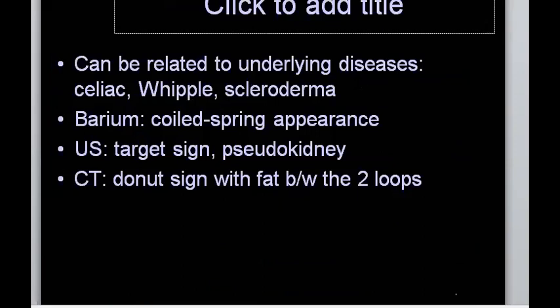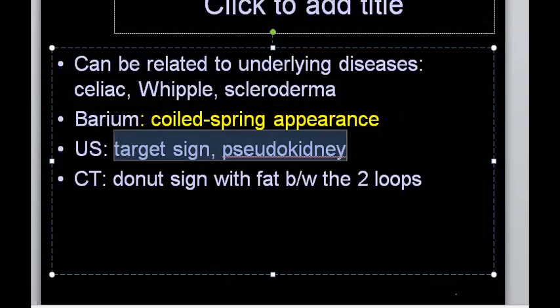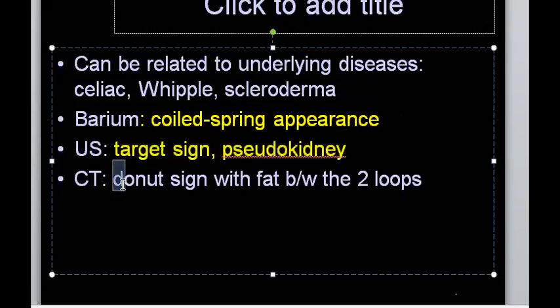It can also be related to underlying disease like celiac with scleroderma. This is in barium, and in the ultrasound we have the pseudokidney sign and target sign, and the donut sign, who likes donuts. Okay?